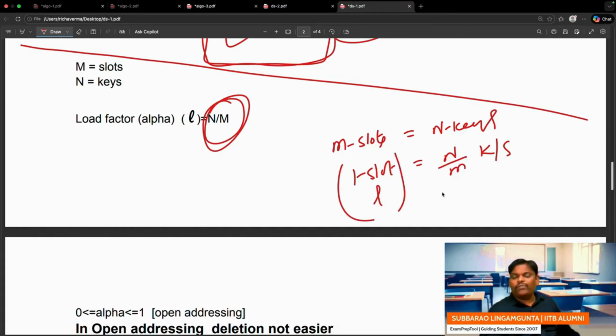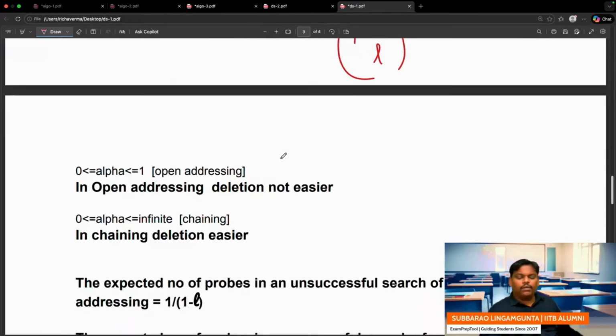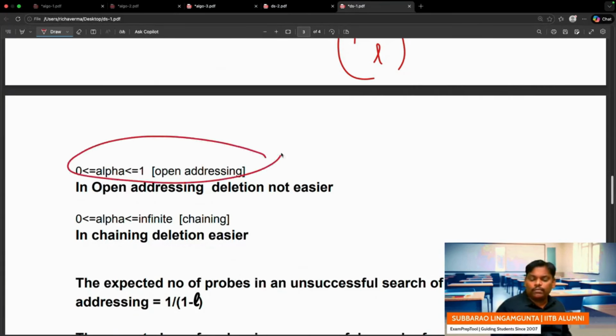That is called load factor. Load factor alpha, or load factor L, is equal to n by m. Remember, the load factor value is minimum 0, maximum 1. Maximum 1 means you are storing inside the table. That is called open addressing.